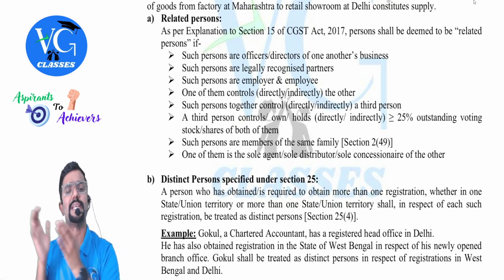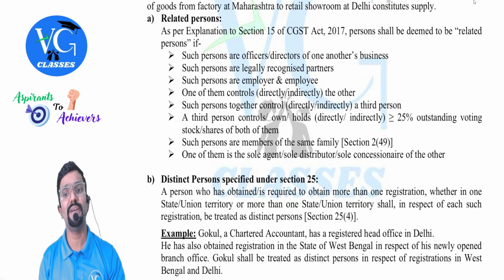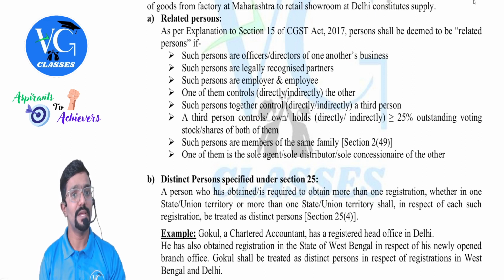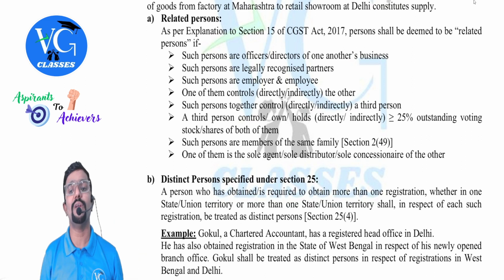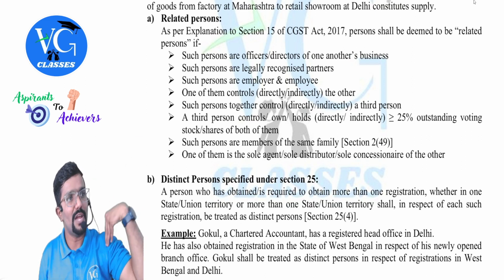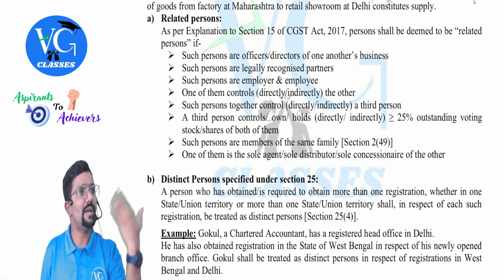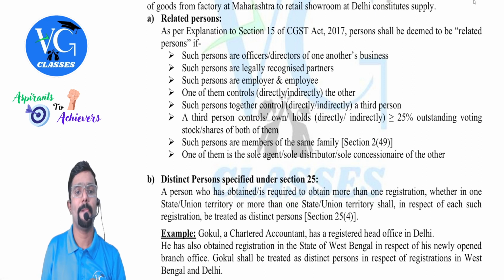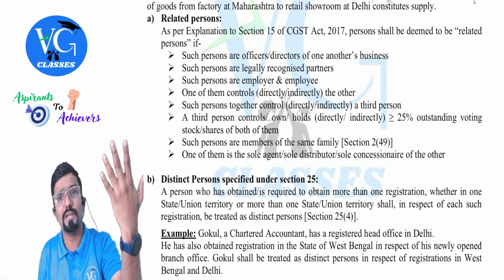Okay, we will be covering it as a separate chapter. As per the explanation to section 15 of the CGST Act, a person shall be deemed to be a related person if such persons are officers or directors of one another's business. Simple. I am the director of your business. Are we both related? Yes. Or else you are an officer of my business. Are we both related? Yes. Next, we are legally recognized partners. Are we both related? Yes.